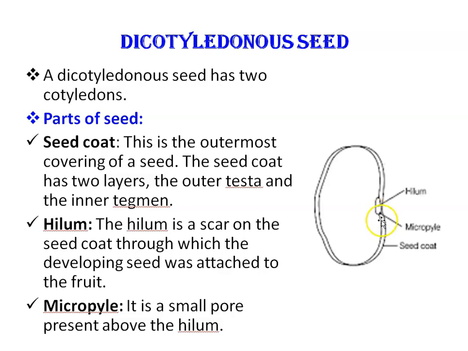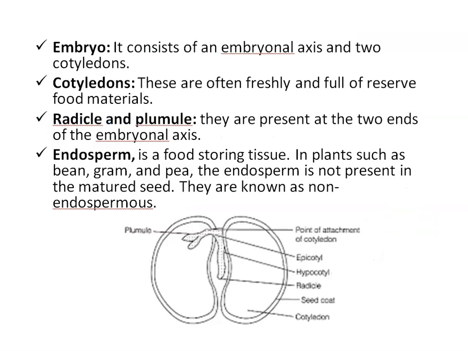Then micropyle, it is a small pore and present above the hilum. Then embryo. Embryo consists of an embryonal axis and two cotyledons. This is the embryo and these are two cotyledons. Cotyledons are often fleshy and full of reserve food material. Radicle and plumule. This is the radicle and this is the plumule. So these are the two ends of the embryonal axis.